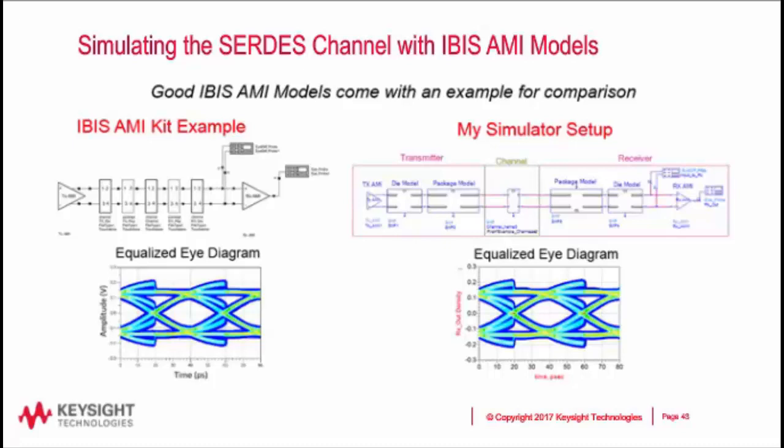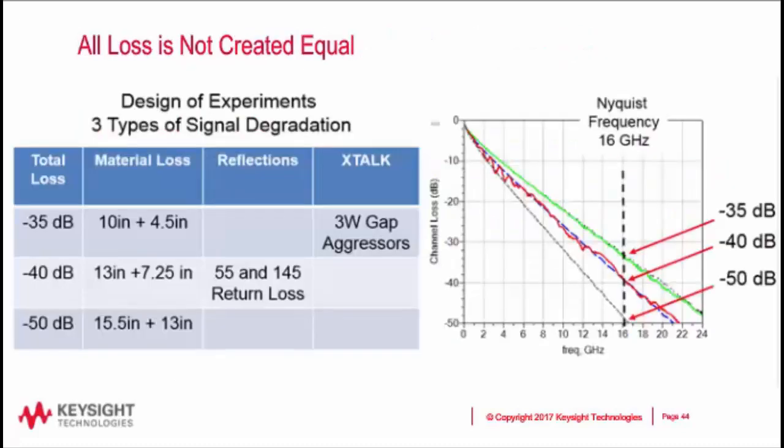Now that we've verified what bandwidth we want to measure our S parameters to, and we've verified our setup is working correctly with the IBIS AMI models, now we can start putting in our channel pathologies.